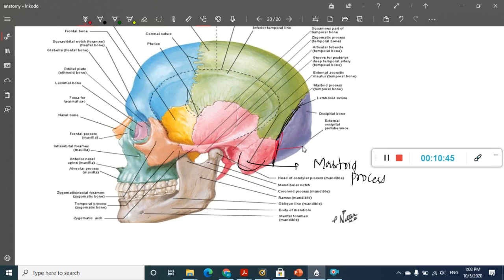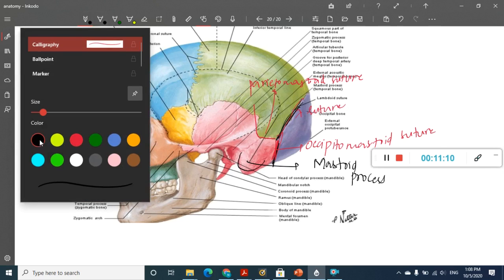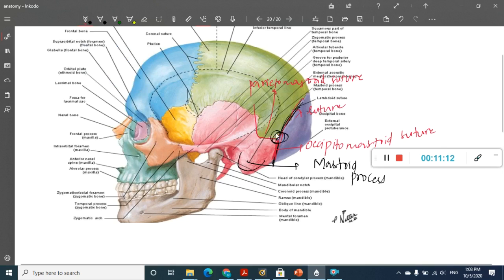This suture we call the occipito-mastoid suture. And this suture, if you see, this is the parietal bone, right? So this is the parieto-mastoid suture. And this is nothing but, as you know, the lambdoid suture. So this joining point of all the three sutures is given a name, which is called the Asterion. Okay, this is called the Asterion.